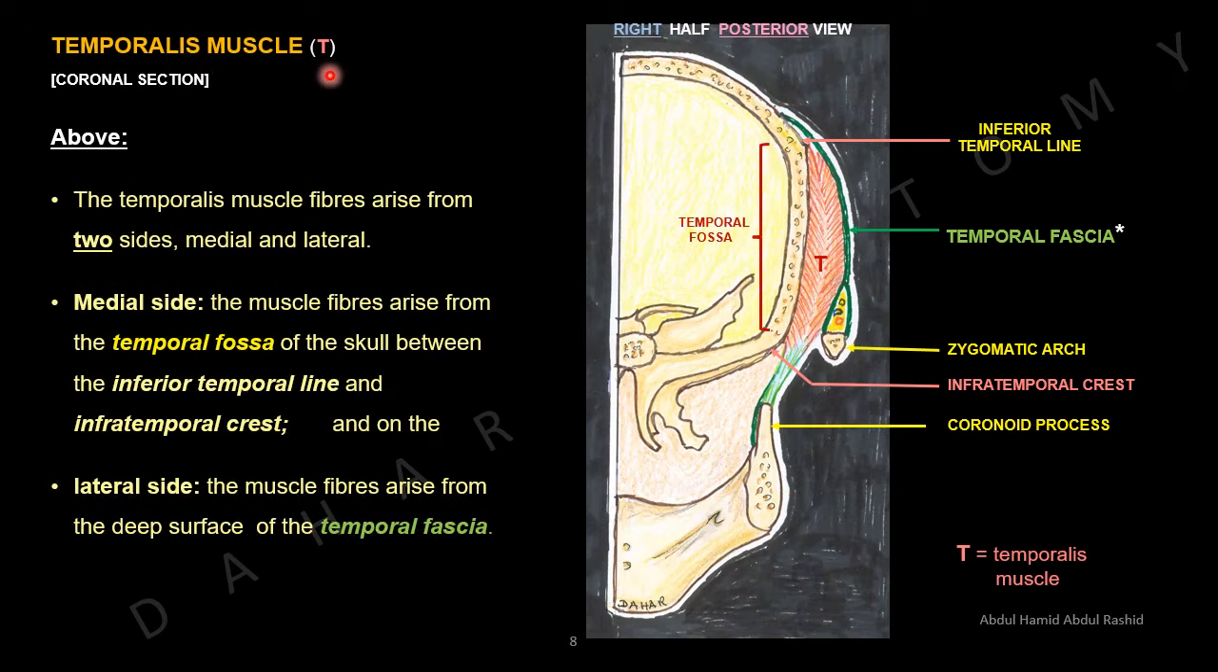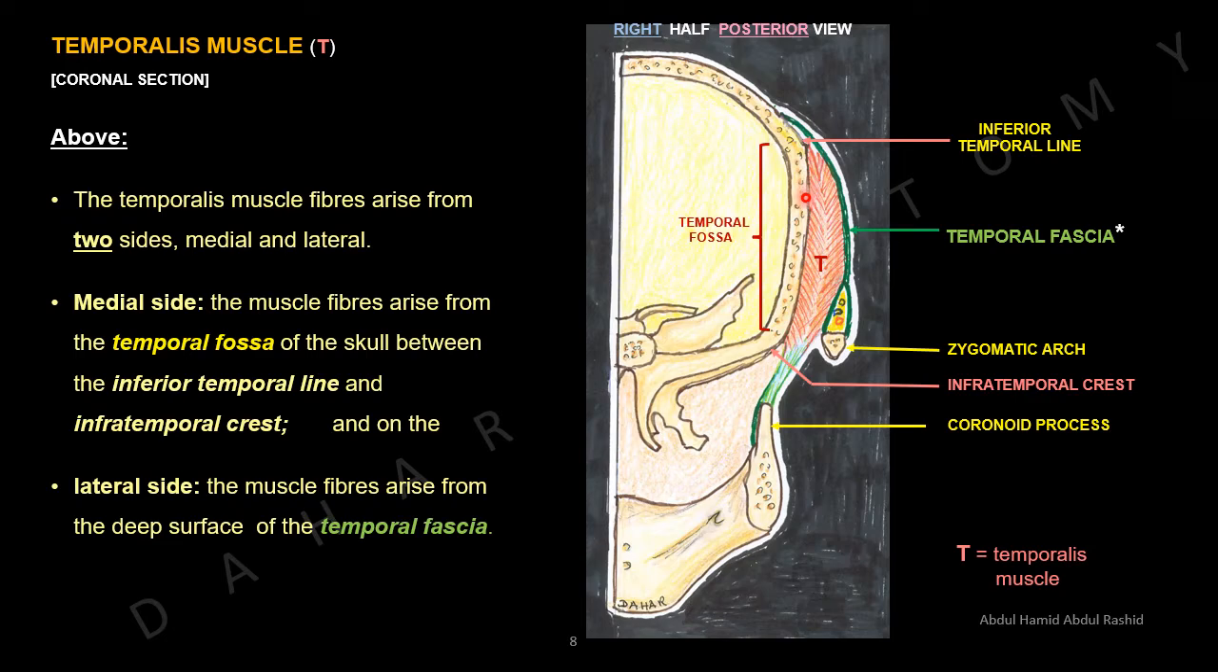Temporalis muscle, T. Let's see the diagram first. As we know, this is the right half of the skull looking from behind, posterior view. The structures here are the inferior temporal line, the temporal fascia, the zygomatic arch, the infratemporal crest, and the coronoid process.